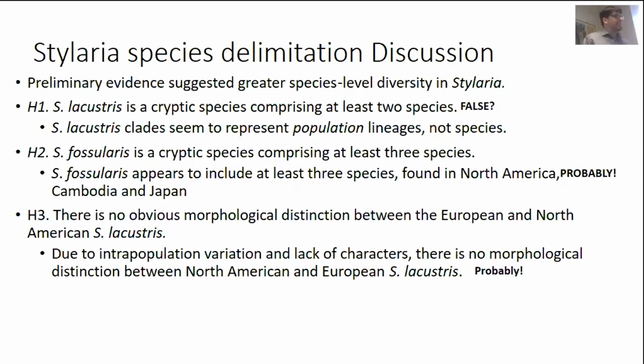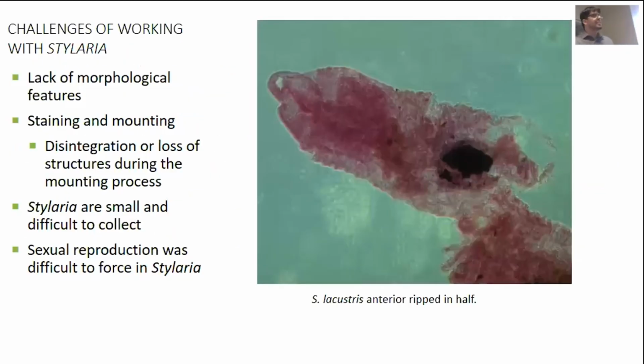And this project, as Andy had said at the very beginning, was not without its challenges. For example, of course, the lack of morphological features, but also the staining and mounting process is destructive for these worms. These are soft-bodied organisms. So this is one that came from the North Carolina Museum of Natural History. There's no chaetae on this one, and it's ripped in half at the anterior end, so it's missing a lot of important features. For Stylaria, all of the characters that are important are at the anterior end, and once you hit about segment 12-ish, everything really kind of repeats itself, and that's where you use it for genetic work.